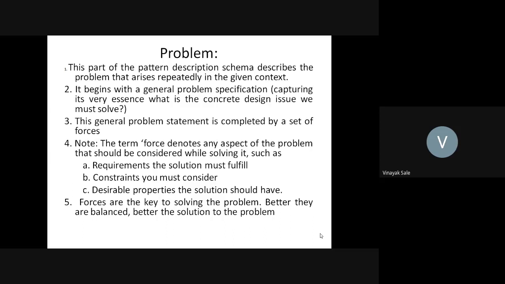The general problem statement is completed by a set of forces. The term force denotes any aspect of the problem that should be considered while solving it, such as a requirement the solution must fulfill, constraints you must consider, and desirable properties the solution should have. The forces are the keys to solving the problem. The better they are balanced, the better the solution to the problem.